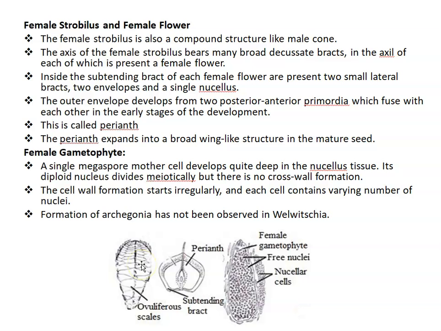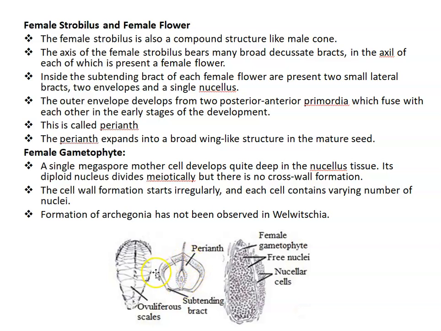In the axil of the bract is present a female flower. Inside the subtending bract of each female flower are present two small lateral bracts, then two envelopes and a single nucellus. The inner envelope functions as a true integument and prolongs in the form of a long tubular micropyle, and the outer envelope develops from two posterior-anterior primordia which fuse with each other in early stages of development, and this fusion product is also called a perianth.